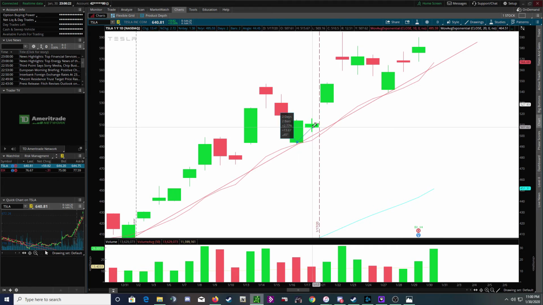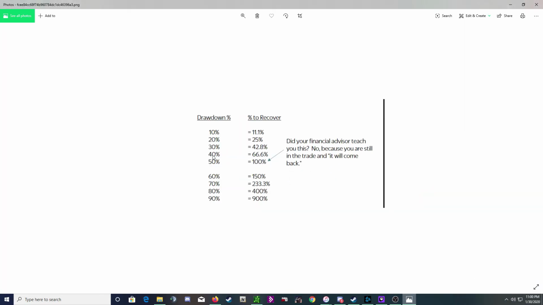But if you took this trade yesterday or on open, even if you let it push down a little bit and saw it pushing back up, that's still over a 50% loss. And as you can see here, with a 50% loss of that initial investment, you need to make 100% of that back. So keep that in mind.